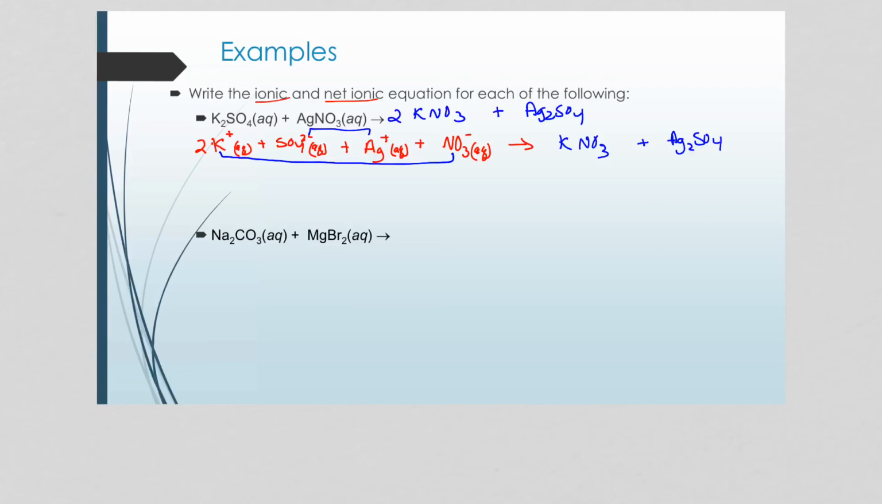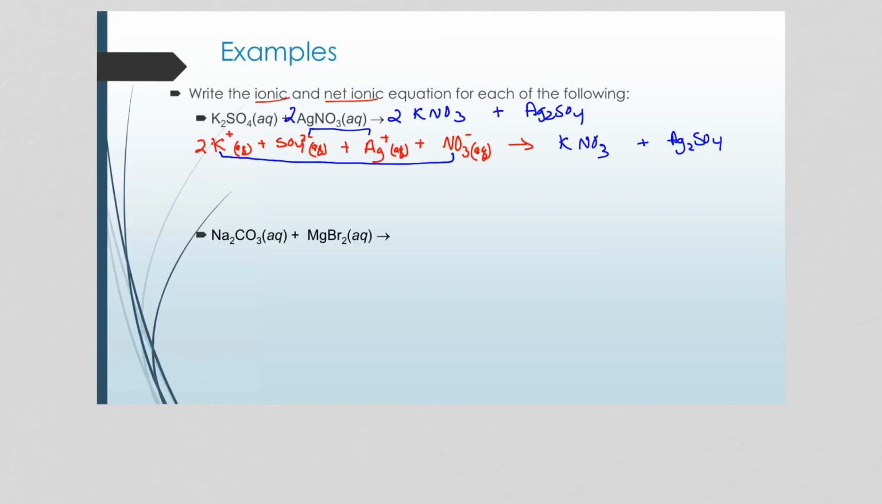a 2. I have 1 sulfate, 1 sulfate, 1 silver, 2 silvers. Oh, so I'm going to need a 2 here to balance the silvers. Get 2 nitrates, 2 nitrates. So now I'm balanced. So I have my products here.